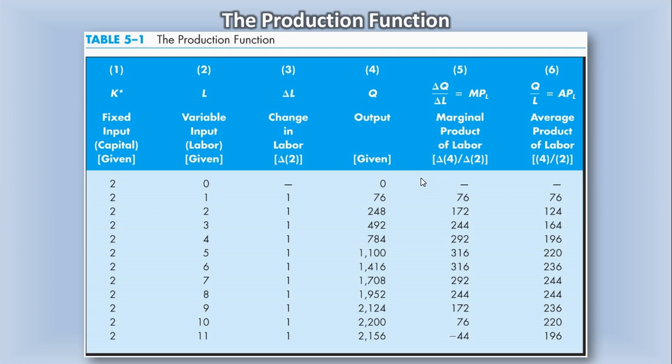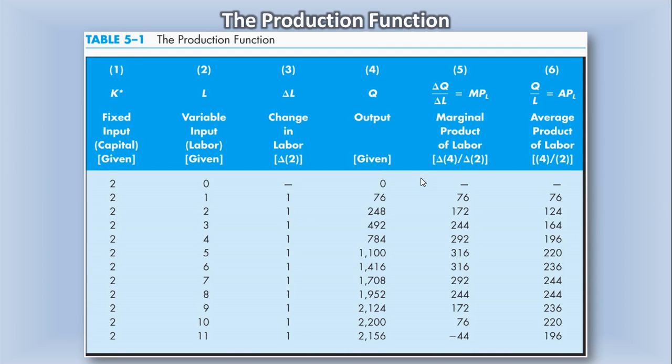So at 2 laborers, we have average product of labor to be 124. As we're expanding the production process and hiring more and more laborers in order to produce more output, we see that the marginal product of labor is increasing. So it goes from 76 to 172, then 244. So we see that it is increasing, but eventually it kind of levels out. So it gets to 316, and then it kind of stays there, and then it starts to diminish after that. So that's an important characteristic, and I'll talk about why that happens in a second.